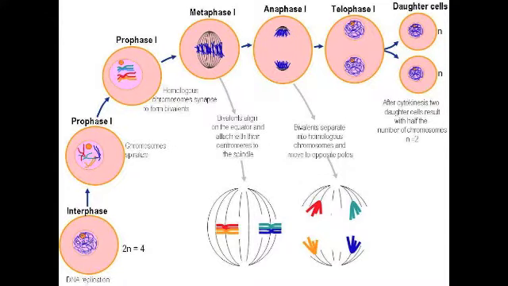Meiosis 1 is a separation of homologous chromosomes. In prophase 1, duplicated homologous chromosomes pair and exchange segments. In metaphase 1, chromosomes line up by homologous pairs. In anaphase 1, each pair of homologous chromosomes separates. In telophase 1 and cytokinesis, two haploid cells form. Each chromosome still consists of two sister chromatids.